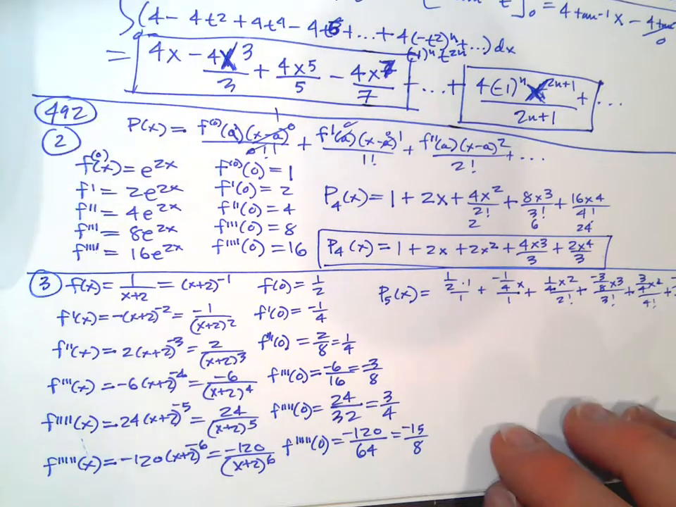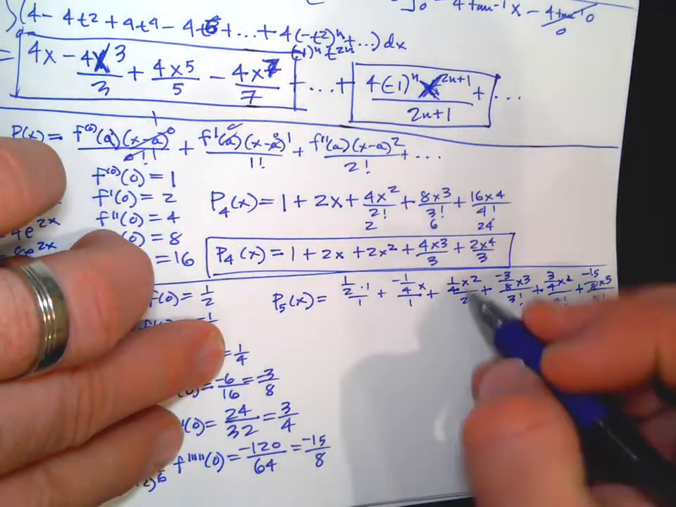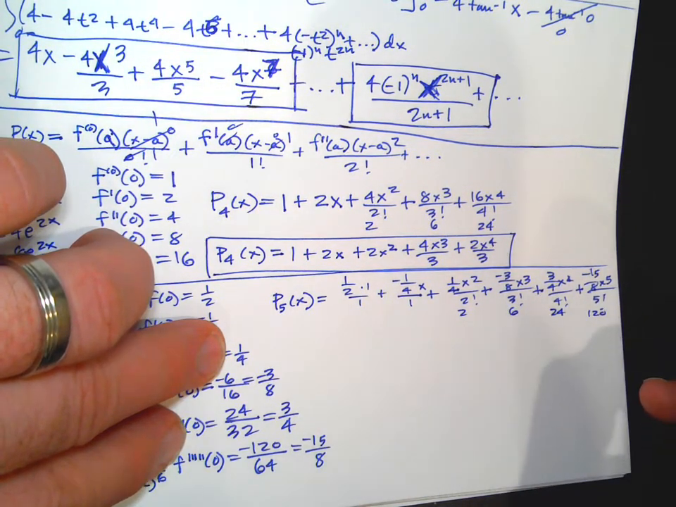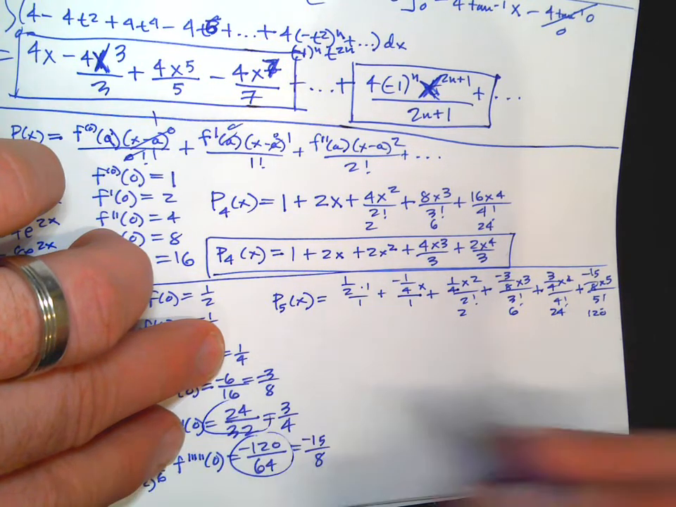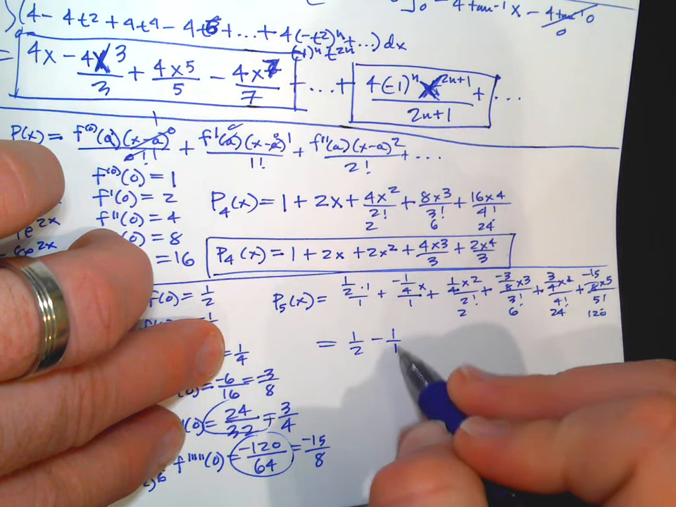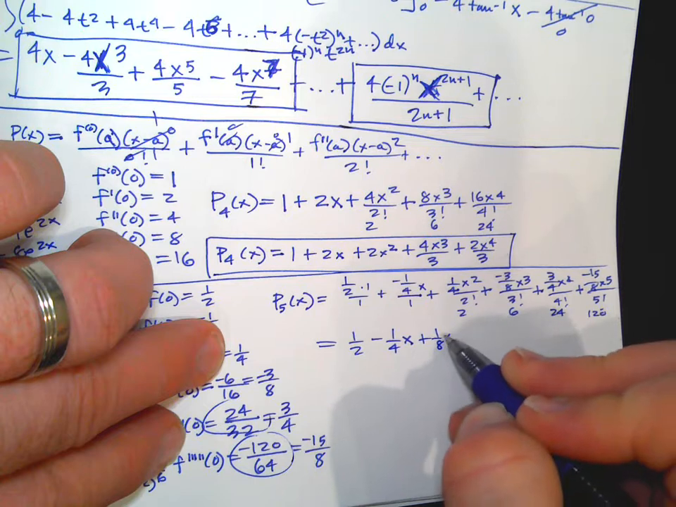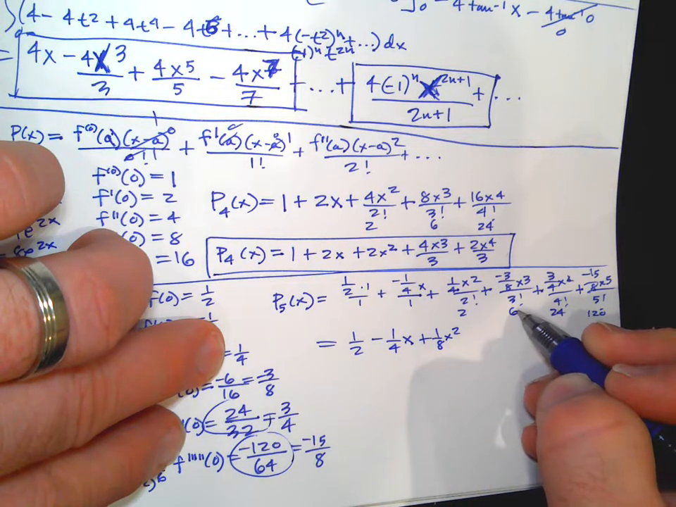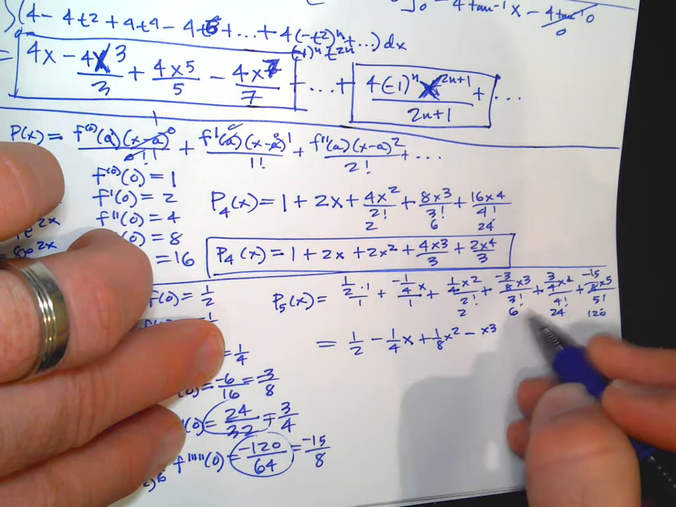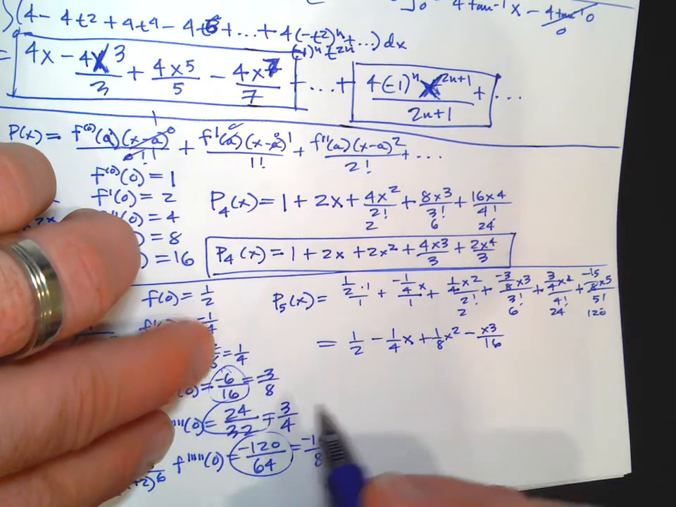Okay. I'm going to clean it up. Now this is 2, 6, 24, 120. You know, I almost wish we had left them unfactored or unreduced. First term is 1/2 minus 1/4 x. That's easy. Plus 1/8 x squared. That's easy. This is 6. So it's going to be minus x cubed over 16. See if I just left it like this, that would have been easier.